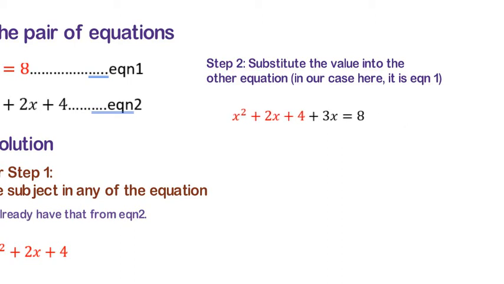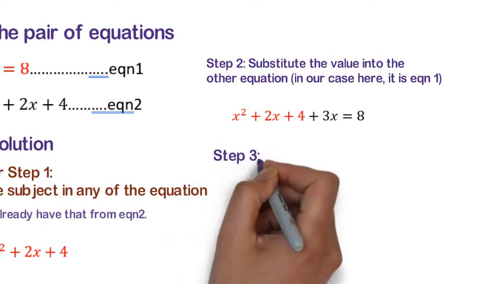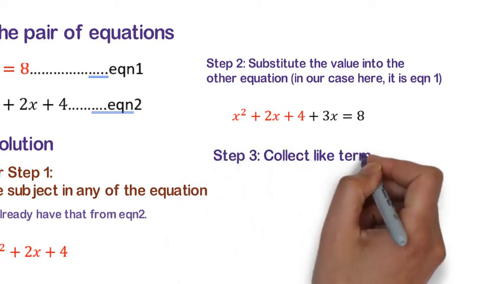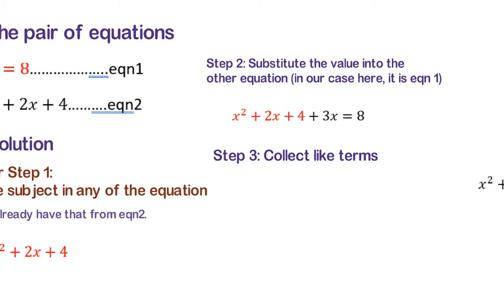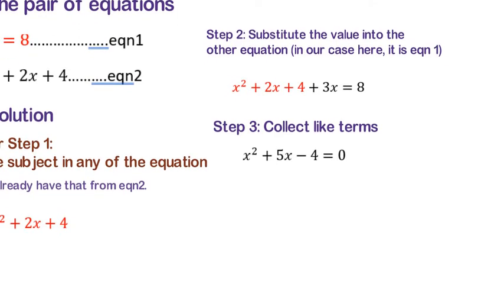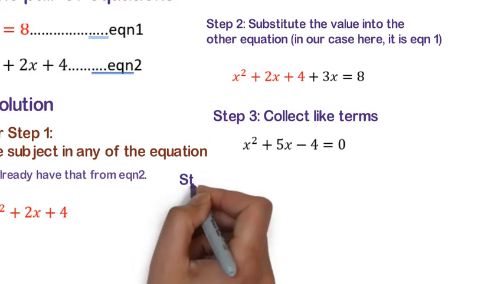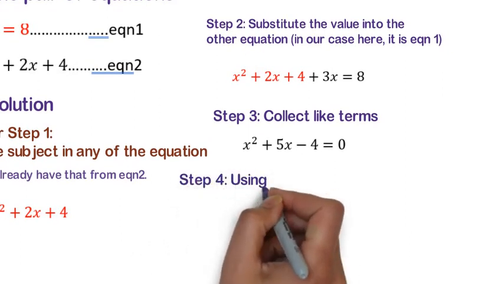We'll have x² + 2x + 4, then plus 3x equal to 8. Step 3, collect like terms. We'll have x² + 5x − 4 = 0. This gives a quadratic equation in one variable, which we can now solve using either completing the square method or quadratic formula or graphical method. Here we are using completing the square method.